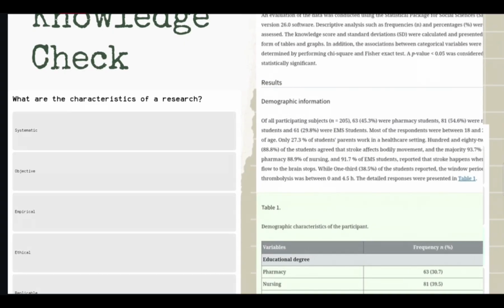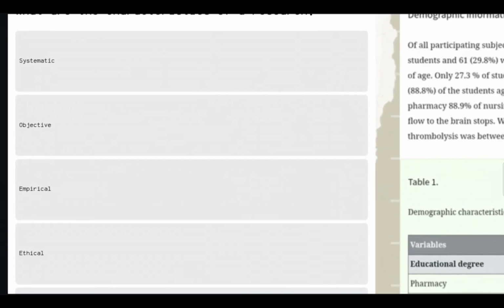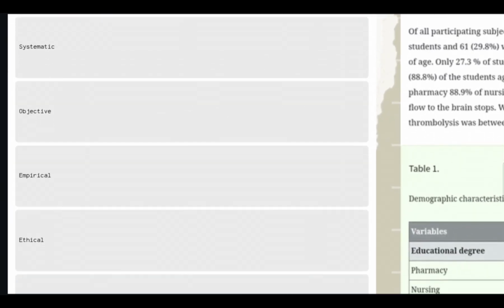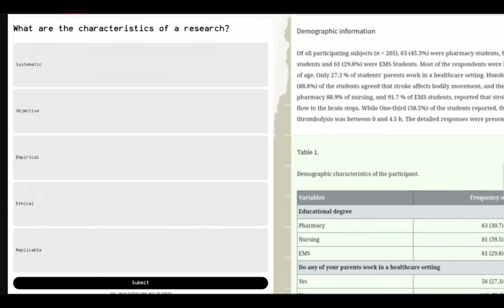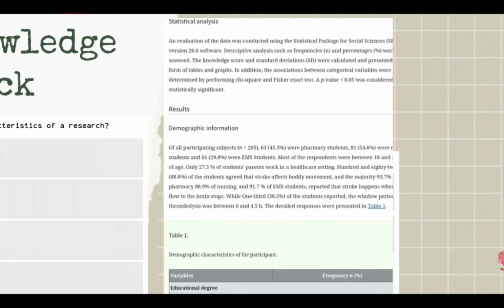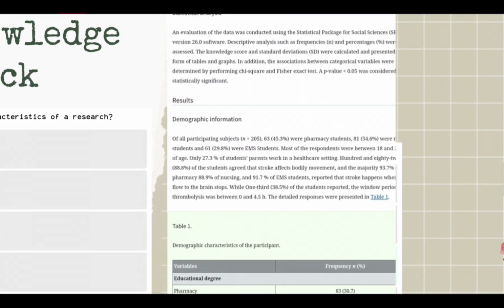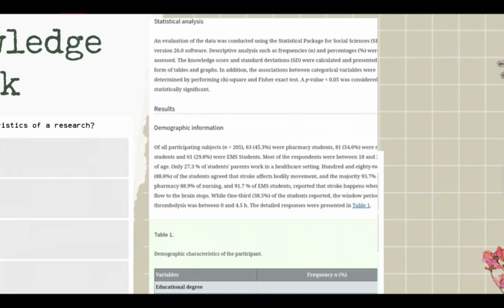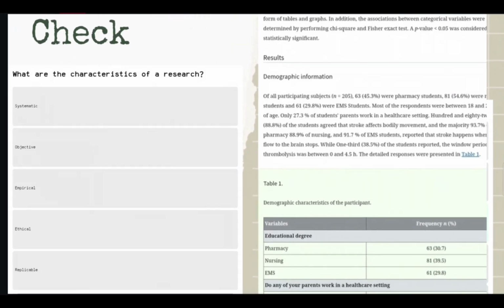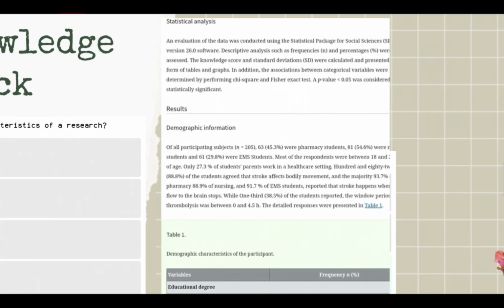So let us see what are the characteristics of research. First of all, we have systematic, objective, empirical, ethical, and replicable. Okay, let's see in this example paper, I have just taken a screenshot of this paper. Systematic means that our research should have been written in a standard way with all the headings, and like you see there are headings in it.